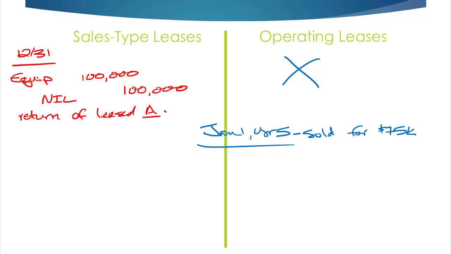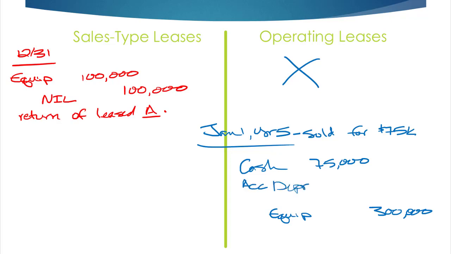We would record cash coming in of $75,000. We'd record equipment going out of $300,000. We have accumulated depreciation of $160,000. That's $40,000 a year for 4 years. And then we'd record a loss on the sale of this asset, $65,000. Sale of equipment.